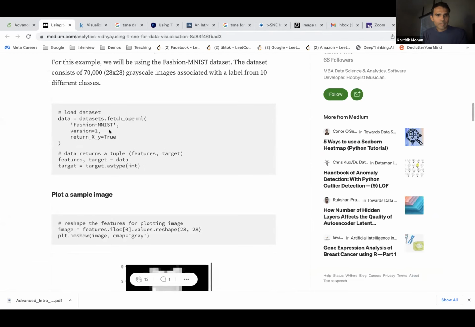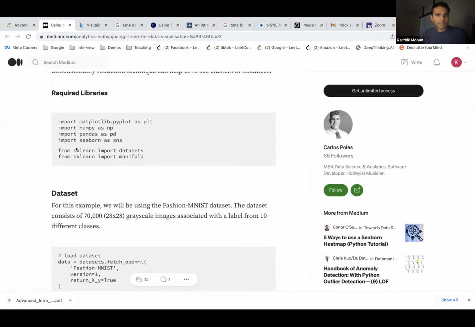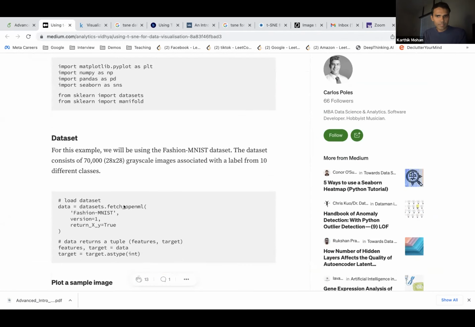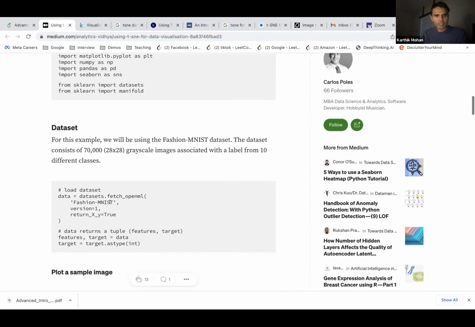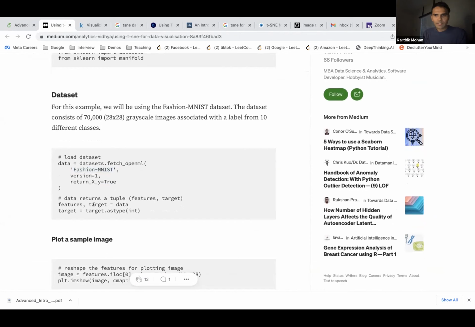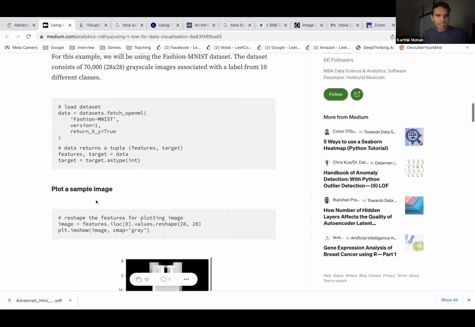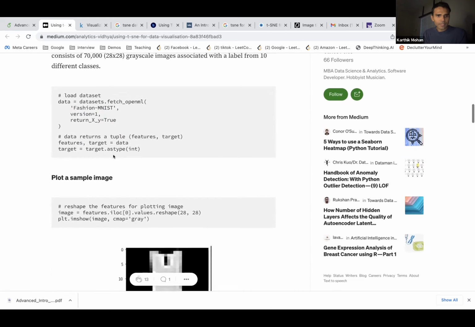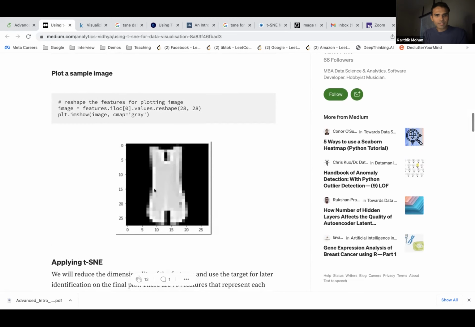So you can do from sklearn import datasets. So this is part of scikit-learn, and from datasets you fetch the Fashion MNIST dataset, right? And you get the features and the target. So X and Y from the dataset, X is features, Y is target. And then you convert the target to int type. Okay, so sample image, maybe this is some kind of a dress or a t-shirt, right? A very low resolution version of a t-shirt, right?